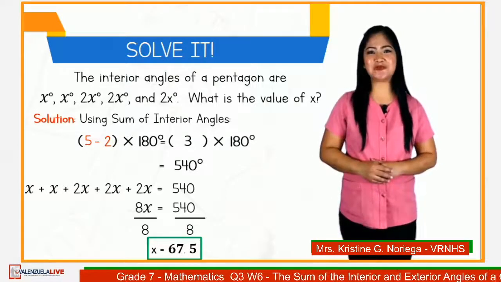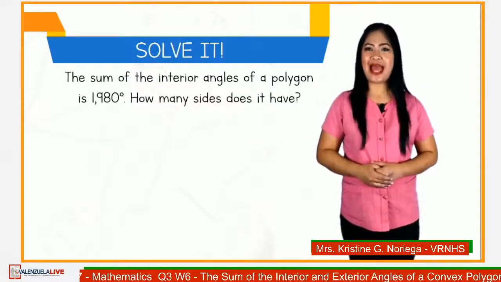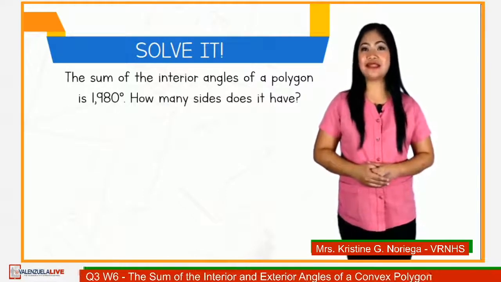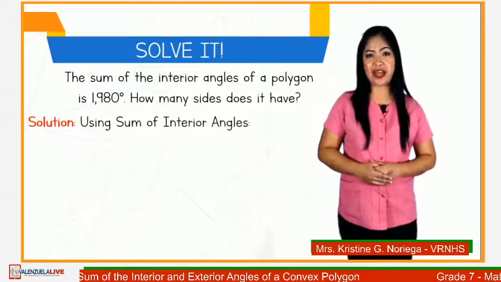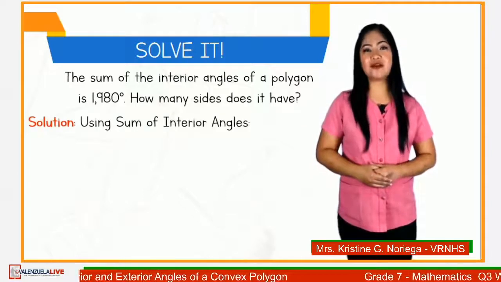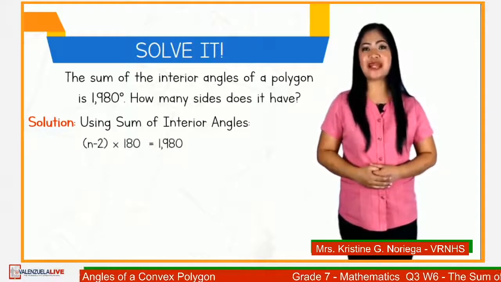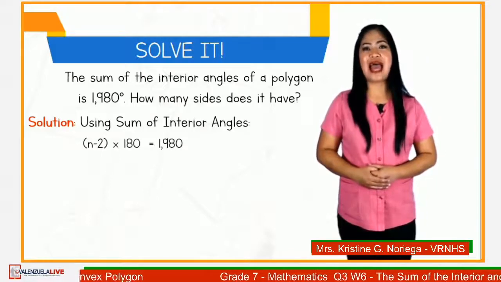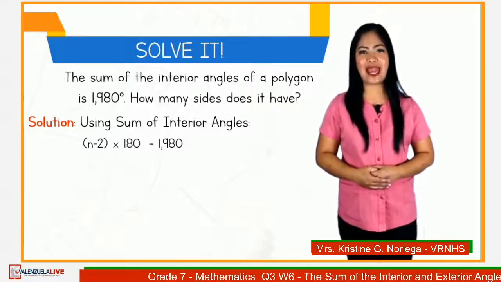You are doing well. For our second question, the interior angles of a polygon add up to 1,980 degrees. How many sides does it have? In this case, we will be using the sum of interior angles. The sum of interior angles is given. That is 1,980 degrees, which means that n minus 2 times 180 is equal to 1,980. Our unknown is the number of sides. That is why we are solving for n.